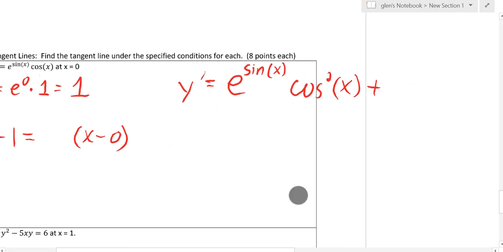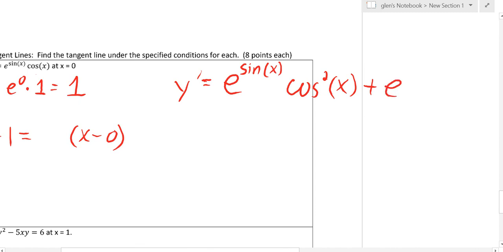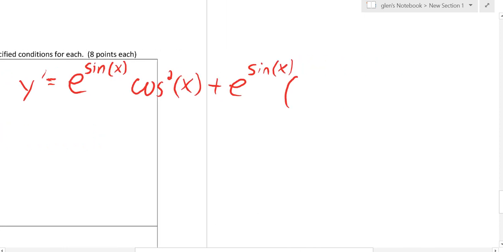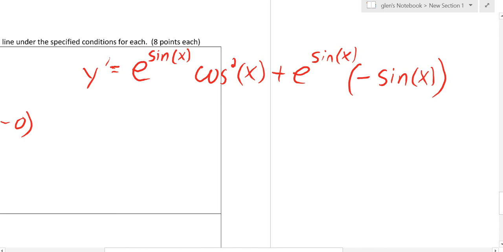Plus, leave e to the sine x alone and derive cosine of x. And look how I'm going to put this in parentheses, everyone who's yelling at me about losing points. I'm not just going to put times and negative. I'm going to put parentheses, negative sine of x. There you go.